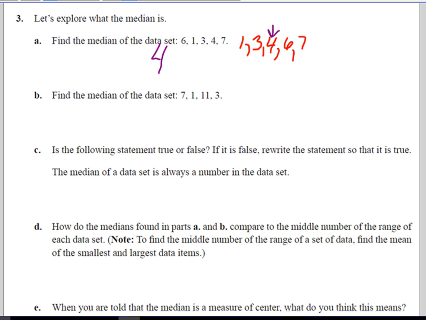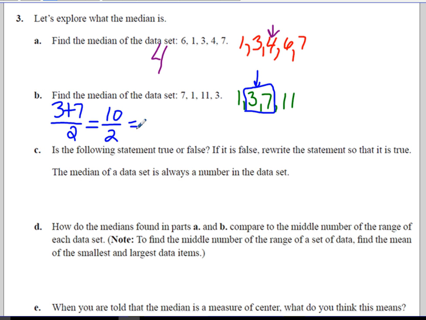Now, if we look at the next set, putting it smallest to largest, we would have 1, 3, 7, and 11. So notice since there's 4, we have 2 of them in the middle. And so our median is going to be halfway in between the 3 and the 7. So to find that, we'll do 3 plus 7 and divide it by 2 since there's 2 numbers, averaging them together or finding the mean. So that gives us 10 divided by 2, which is 5.